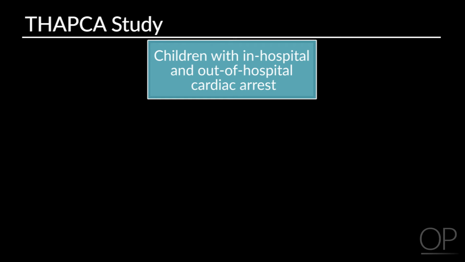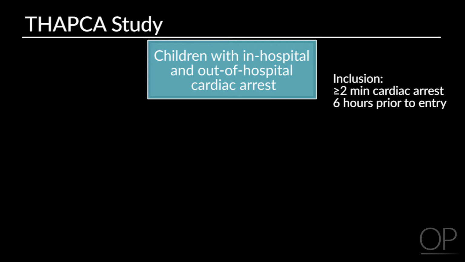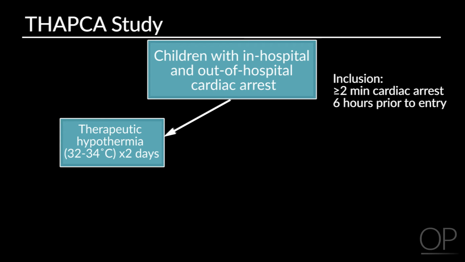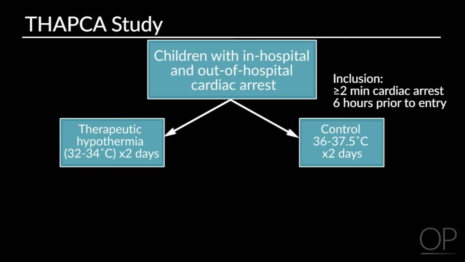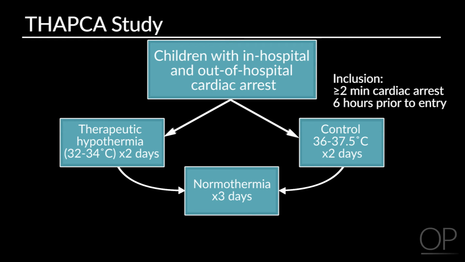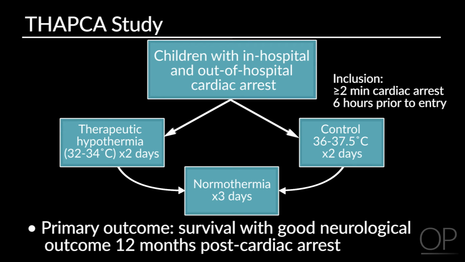As many of you know, this is being run as both an in-hospital and out-of-hospital cardiac arrest study. And the inclusion criteria for this study is infants and children who have suffered at least a 2-minute cardiac arrest in the 6 hours before study entry. And patients are going to be randomized to either having temperatures of 32 to 34 degrees Celsius for 2 days, compared to a control group where the control arm will have a temperature maintained between 36 and 37.5 degrees for 2 days, and then normothermia for another 3 days. And the primary outcome of that study is going to be survival with good neurologic outcome at 12 months.